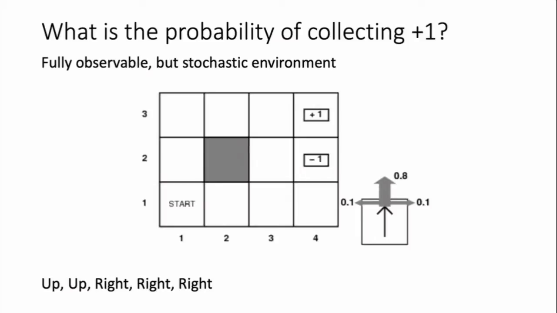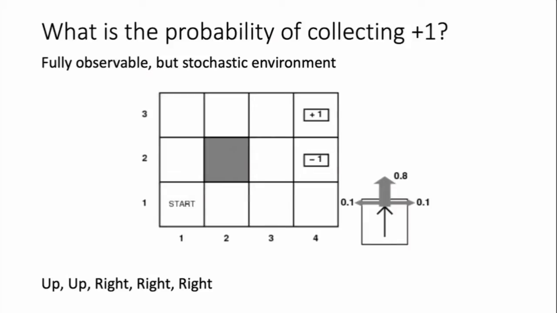What is the probability that I will collect +1 in this environment? How do I compute it? Now it's time for pen and paper, if you will. The probability is associated with each step, right? So for instance, I have probability 80% that I'm going to end up here, right? Then what's the probability that I'm going to end up here? Exactly, 0.8 times 0.8. And then times 0.8 times 0.8 times 0.8, right?